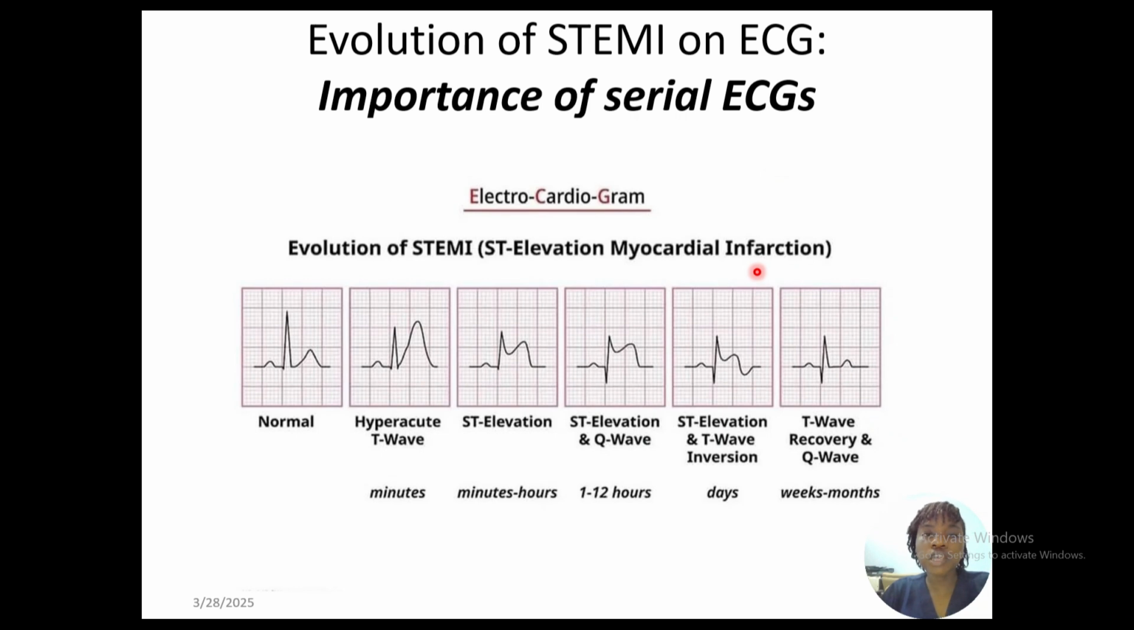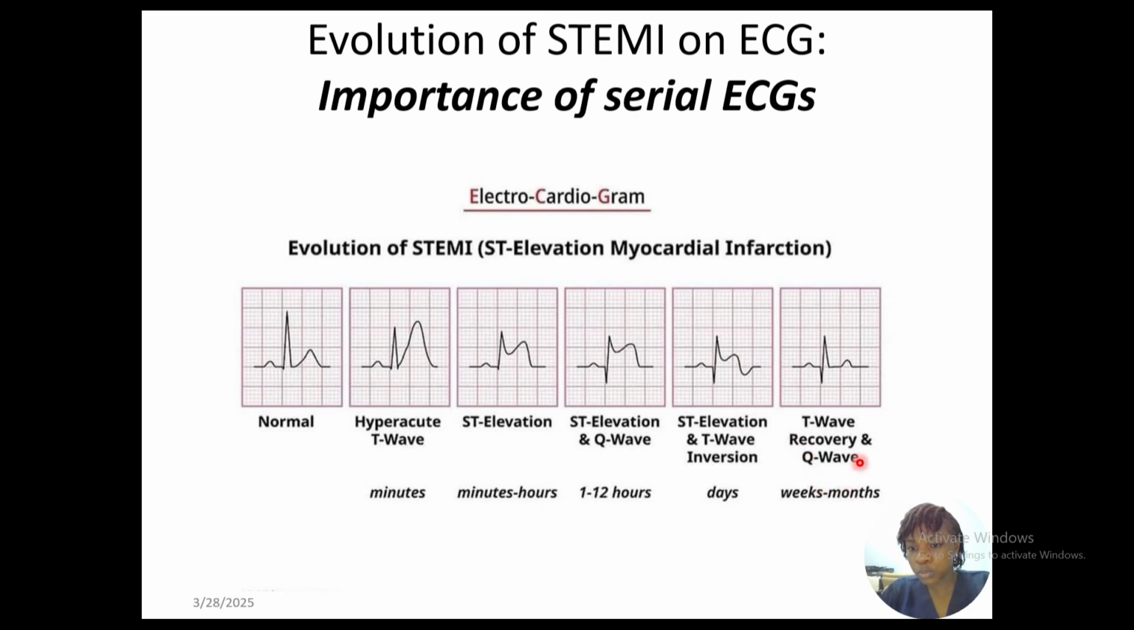Now, this slide shows the evolution of ST elevation myocardial infarction, and it stresses the importance of serial ECGs. So for patients who have ST elevation myocardial infarction, at the very initial stage, the ECG trace may be normal as shown here. However, within minutes, we notice a hyperacute T wave, and within minutes to hours, the ST elevation becomes apparent. And within an hour to 12 hours, the R waves begin to disappear and the Q waves begin to form. And within these, other changes such as T-wave inversion become obvious.